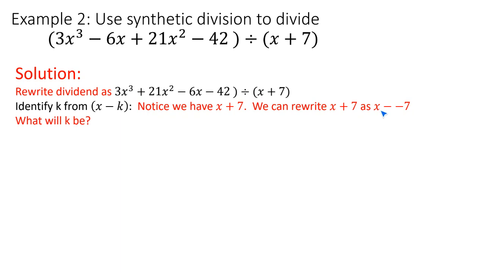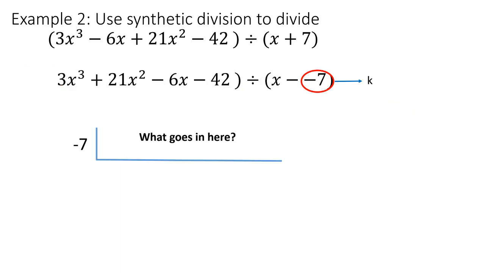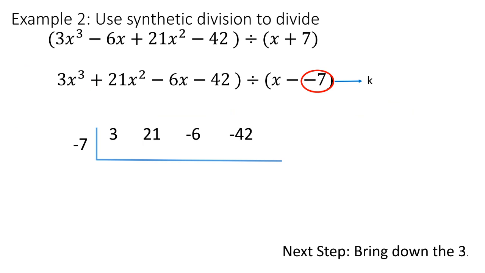Okay, so if we write it as x minus negative 7, then we can identify k. So k here is going to be negative 7. Some people like to say, well, if it's a positive 7, then I use a negative 7. If it said x minus 7, then I would use a positive 7. So now in here, we're going to write our coefficients, which are 3, 21, negative 6, and negative 42.